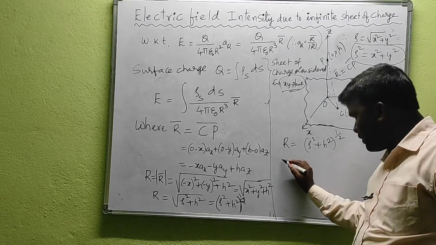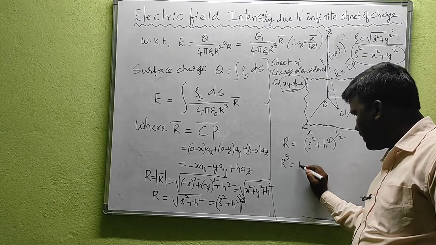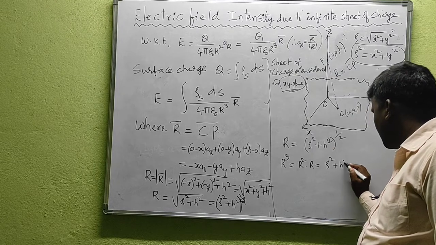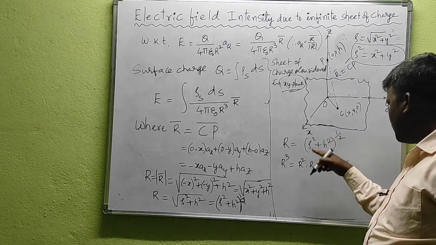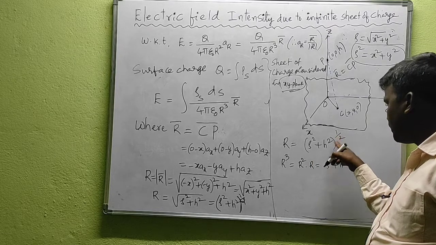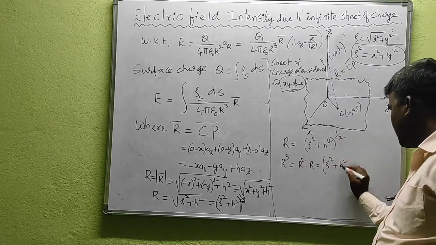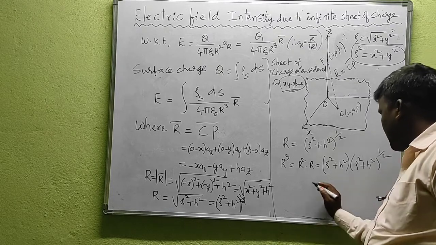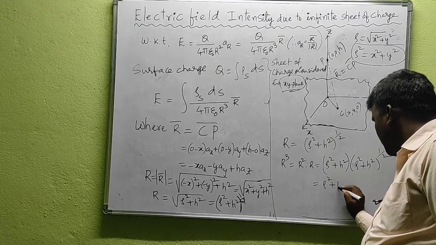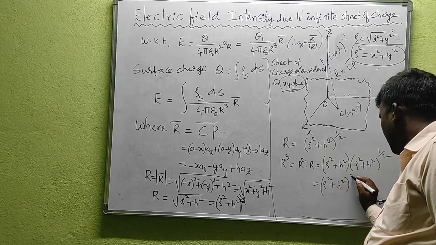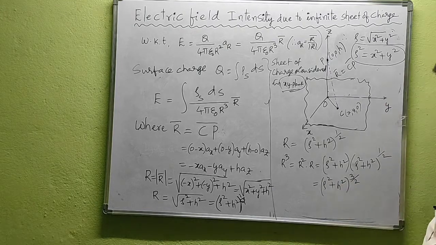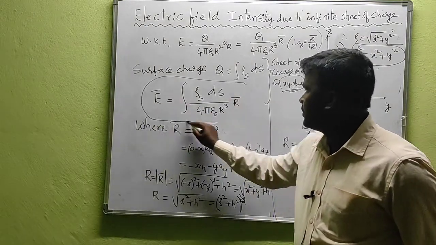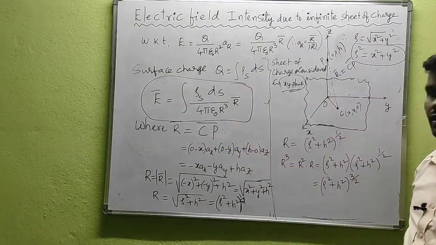Now R cube can be written as R square into R. What is R square? That is rho square plus h square. The power 1 by 2 means square root, and the square cancels out, into rho square plus h square whole power 1 by 2. It can be written as rho square plus h square whole power 3 by 2. In this expression, E bar equals the integral of rho s dS over 4 pi epsilon naught R cube, times R bar.